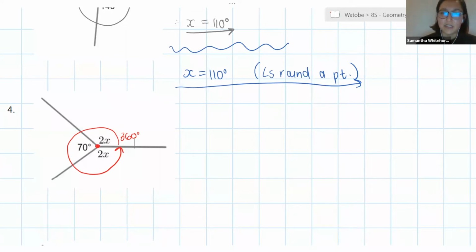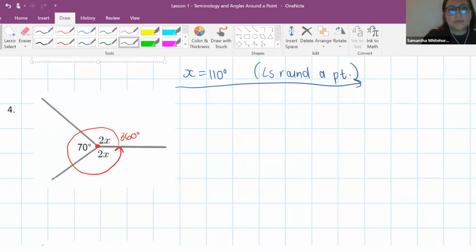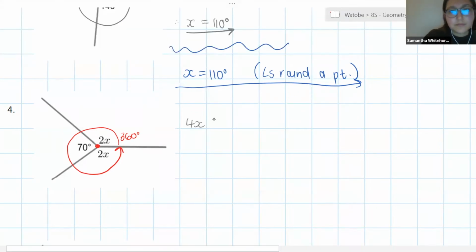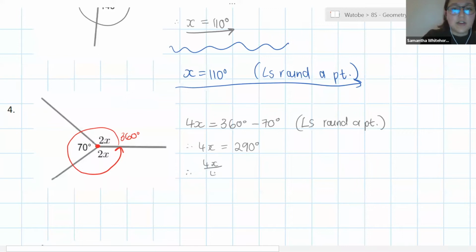Okay, now, Naledi, do you want to tell us? Yes, ma'am. So I got my answer, ma'am. I first added 2x and 2x, and it gave me 4x. So then I said 4x would equal 360 minus 70. Oh no, the reason is angles around a point. And then I said 4x would equal 290. And then I divided both sides by 4. And my answer was x is 72.5. Perfect. Right. So I'll just run through that again.